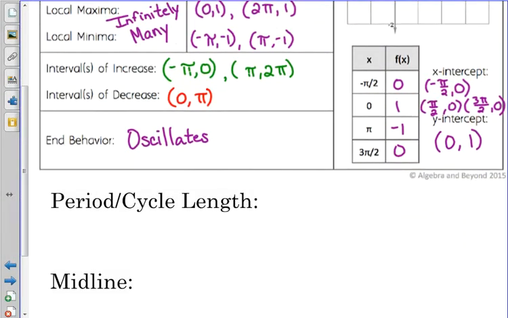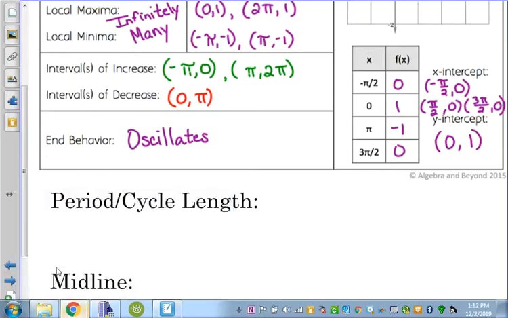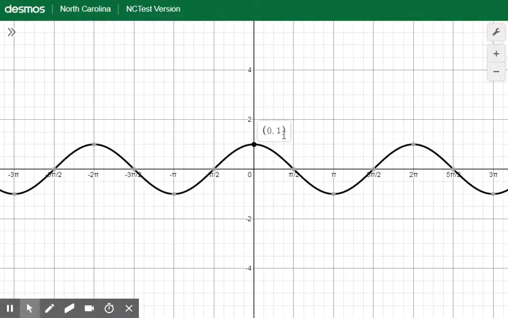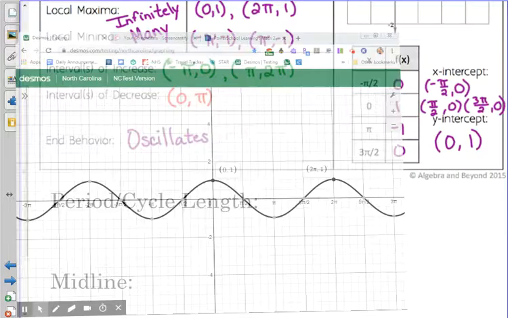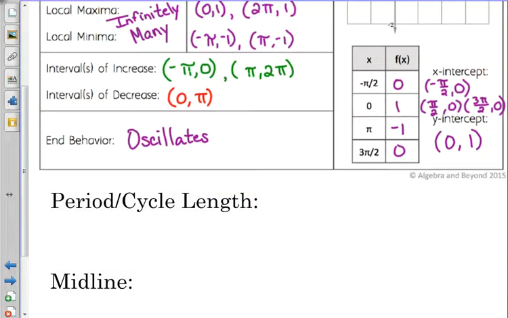All right, period and cycle length. Let's look at it the exact same way. Okay, starting point is 0, 1 this time. So if we go all the way through one complete cycle and it starts over, that point is 2 pi. So what's the length from 0 to 2 pi? It's 2 pi. So the standard period is the same for sine and cosine. The standard is 2 pi. Again, it just looks a little different, but the length is still the same.